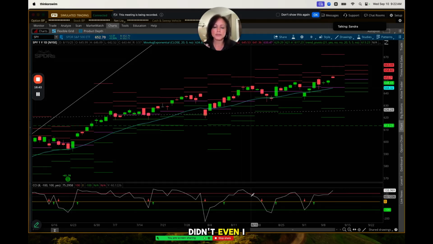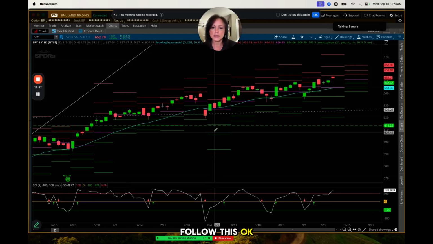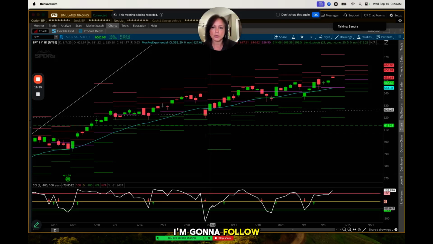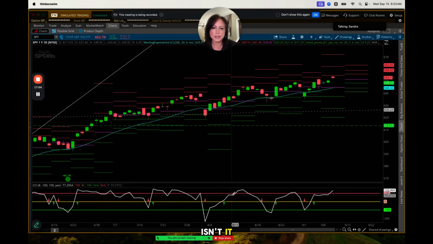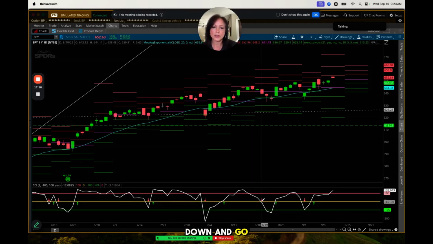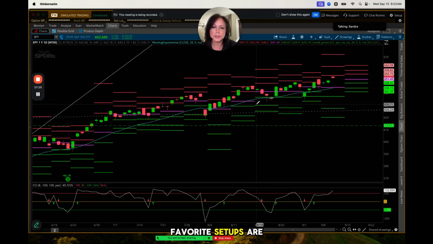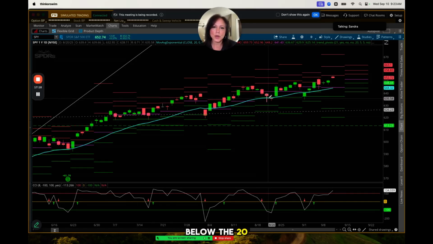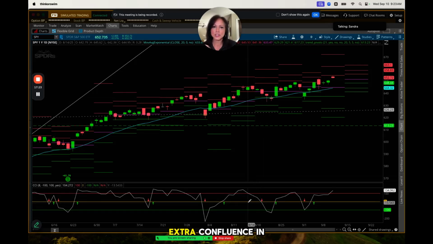In fact, I didn't even do this before, but I'm glad you mentioned it because I'm just thinking about it just now. If we just follow this, I'm going to follow price action and I'm going to follow momentum. And look at how when momentum rises above the zero line, what's price doing? It's following this, isn't it? But as soon as it starts to drop back down and go below that zero line, trend changes. My favorite setups are when price goes below the 20 and momentum breaks that zero line. Boy, isn't that like extra confluence?